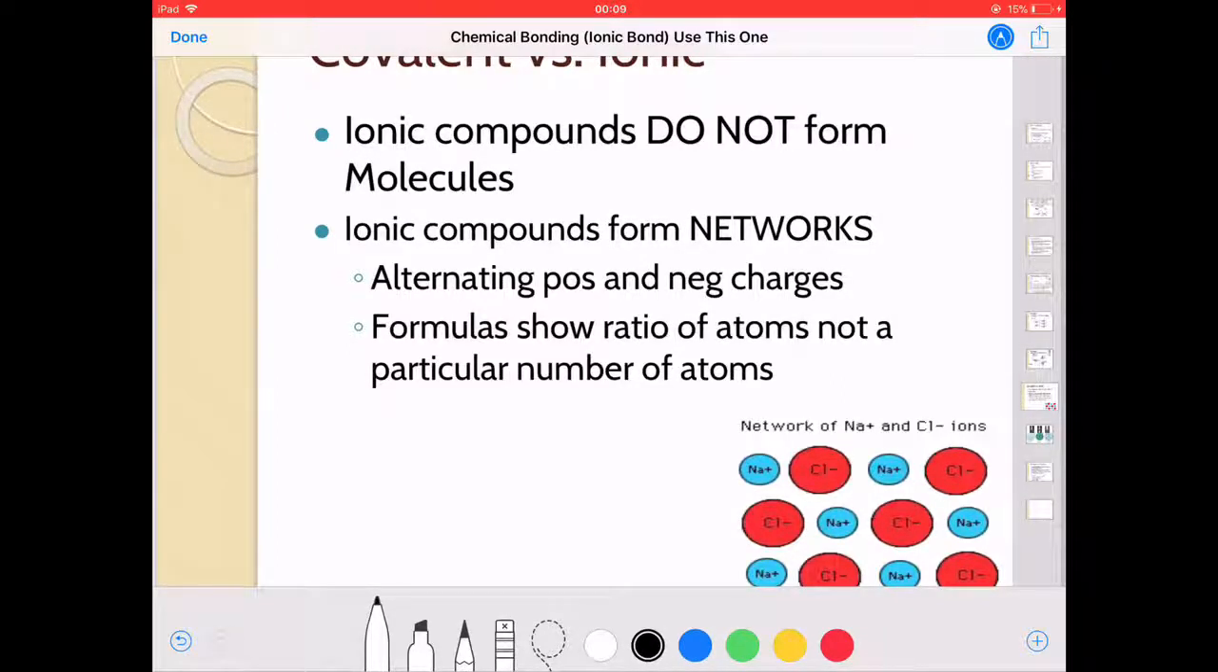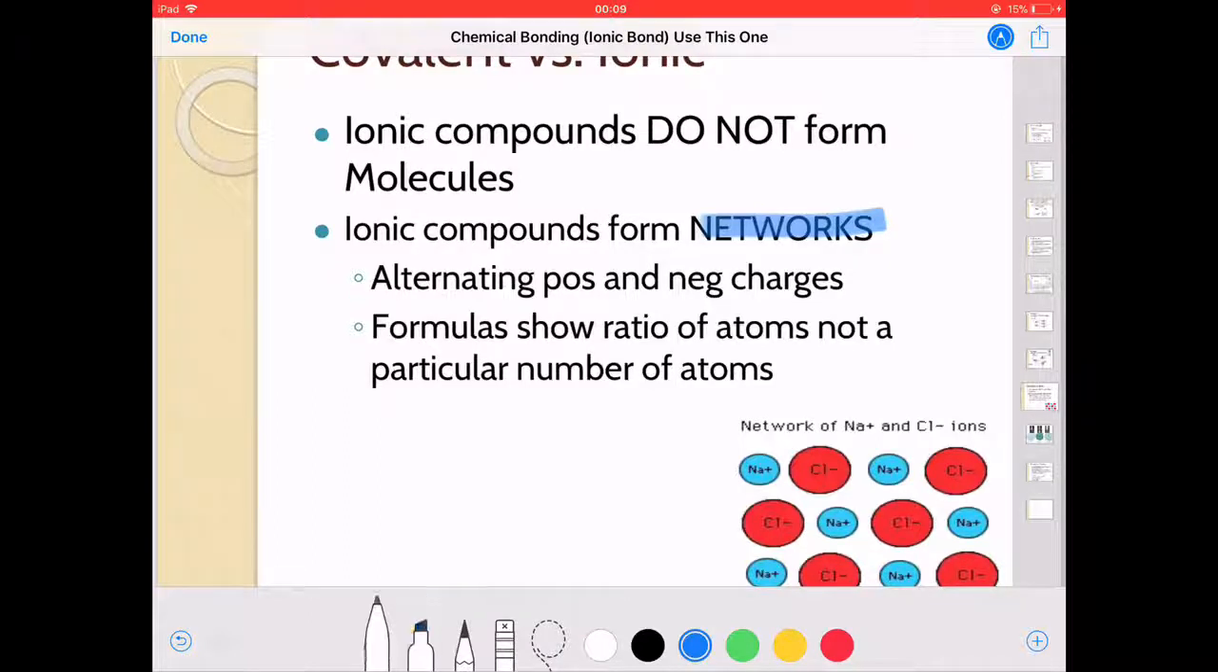The first thing you need to know is ionic compounds do not form what we call molecules. That is a vocab term that we only use with covalent compounds. Ionic compounds form things called networks, and I have an example of a network down here at the bottom. You can see the alternating positive and negative charges. The red and the blue are alternating.